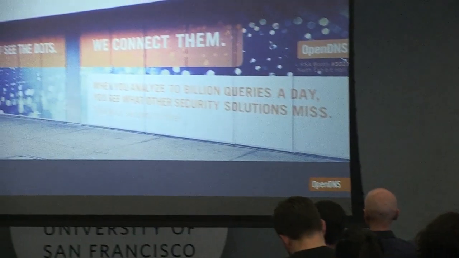So why visualization? To me, it's pretty simple. This is actually our billboard outside of Moscone, and this is one real easy way to explain it. We say we don't just see the dots, we connect them. And the first one really is, in security, there's a lot of pattern matching and pattern recognition. And that's about connecting dots and understanding how all these dots are associated and graphed and connected together.